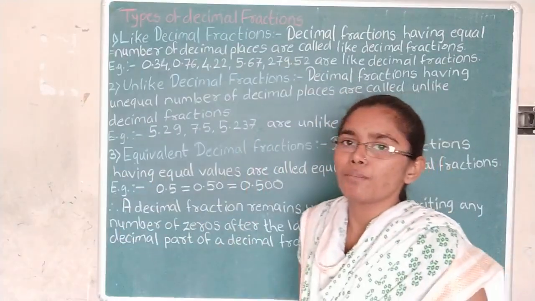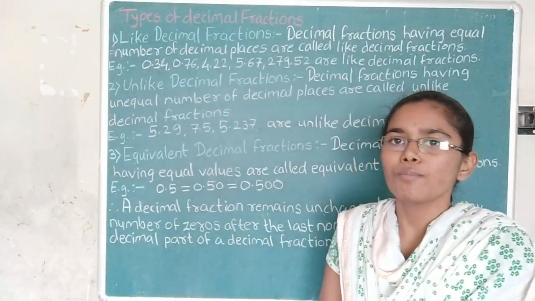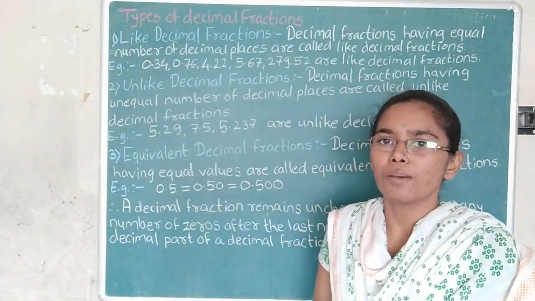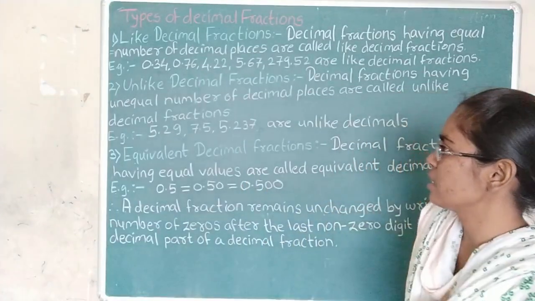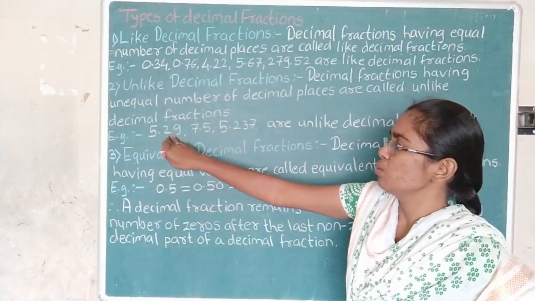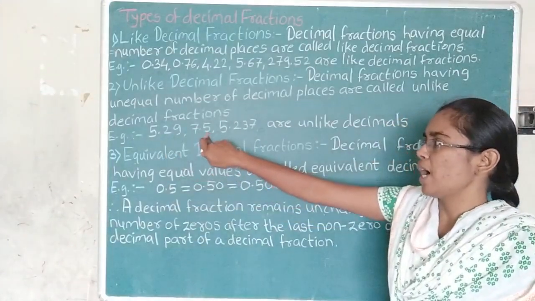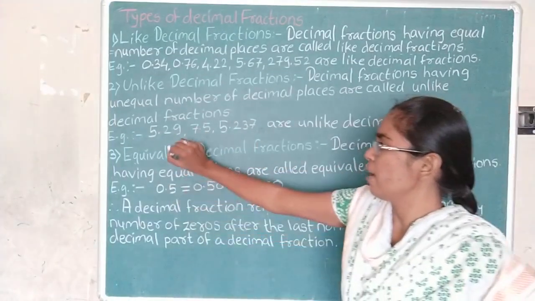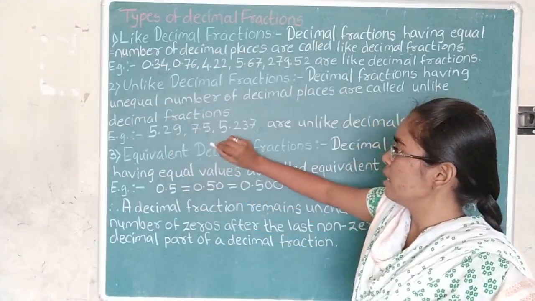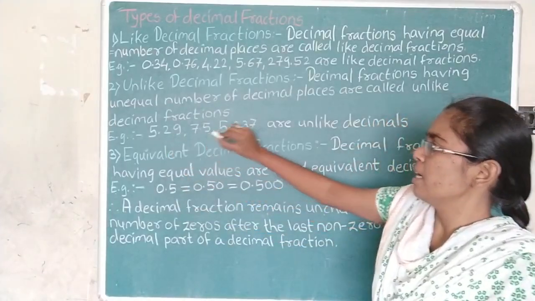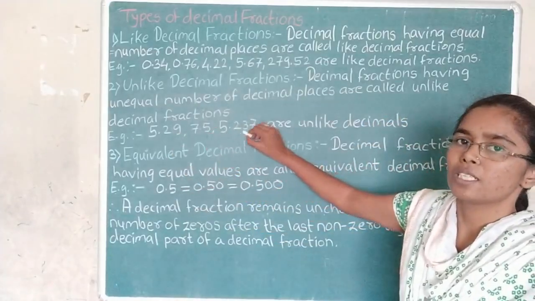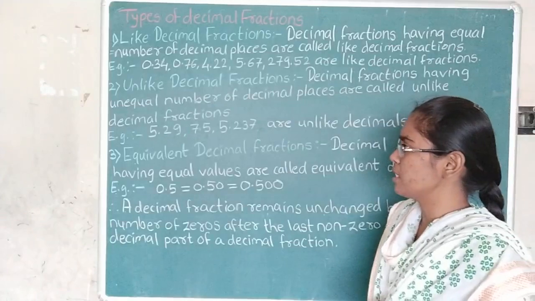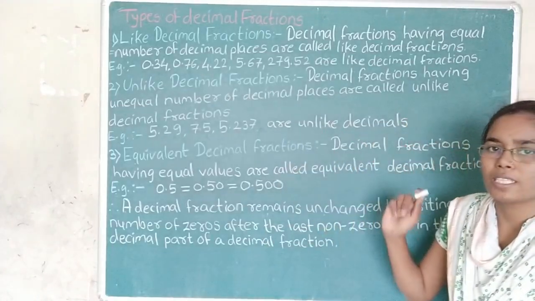Now unlike decimal fractions. Unlike decimal fractions are the decimal fractions having an unequal number of decimal places. Here 5.29, 7.5, 5.237. Here we have 2 decimal places, in this 1 decimal place and here 3 decimal places. Meaning unequal, not equal decimal places. So these are the unlike decimals.